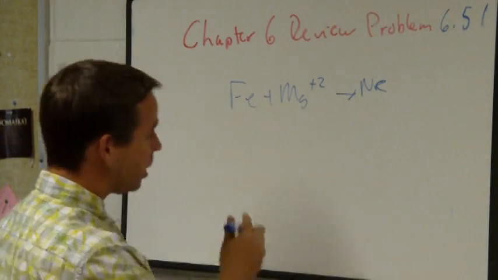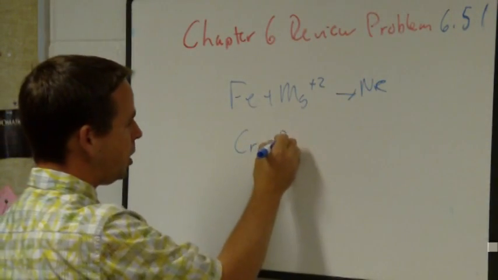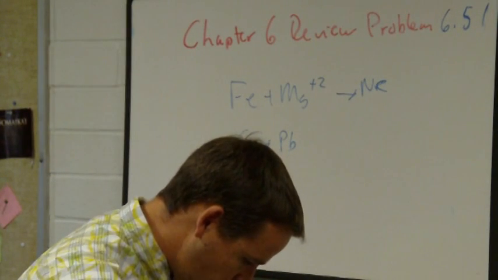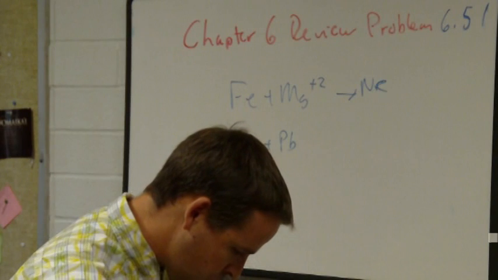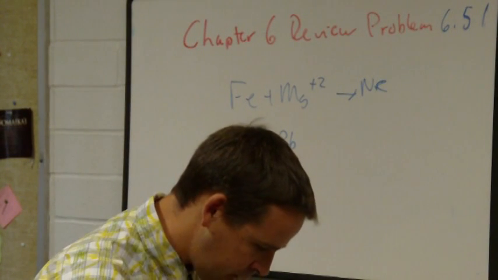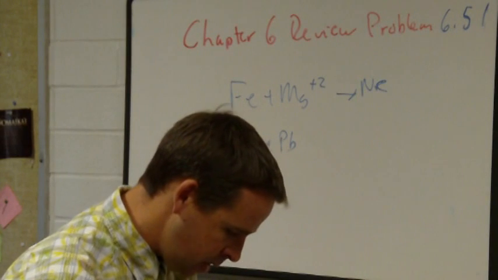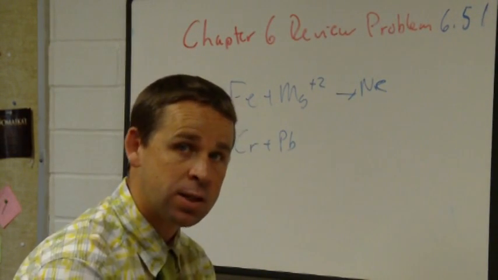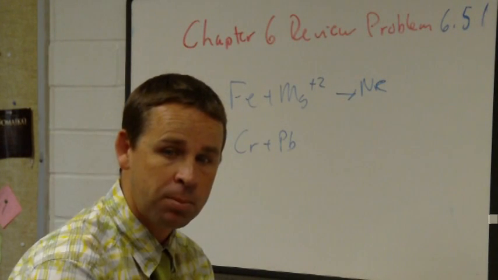All right, chromium and lead, Cr and Pb. We have to find the chromium on here, and we find the lead. So lead is less reactive. So if we have the lead ion, it is going to want to become the lead metal because the lead metal is less reactive than the chromium atom metal.